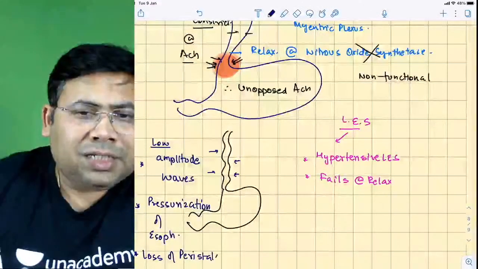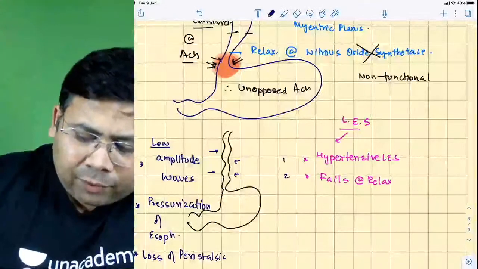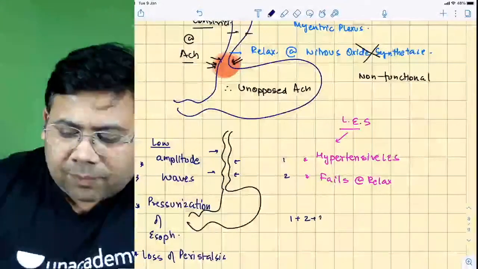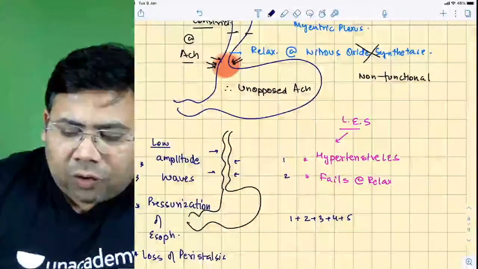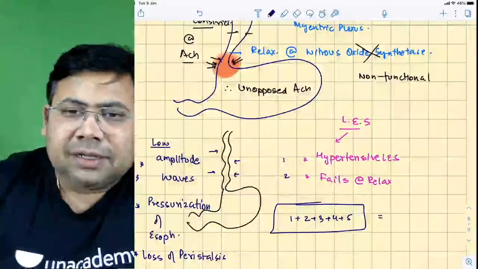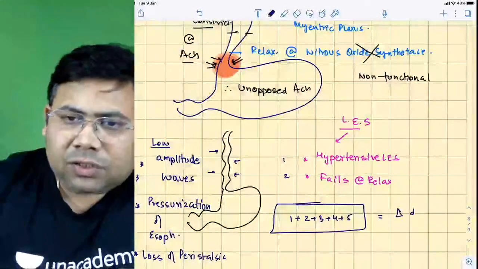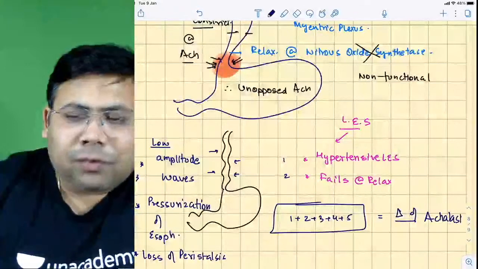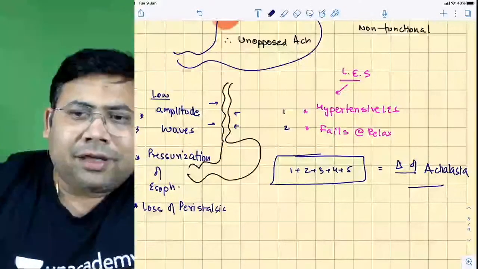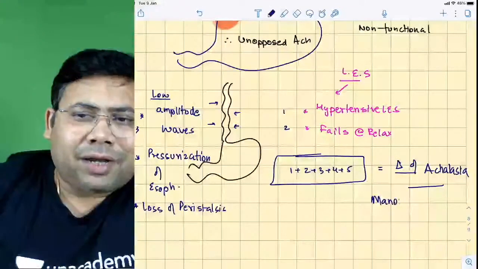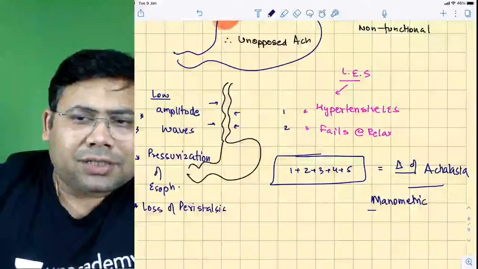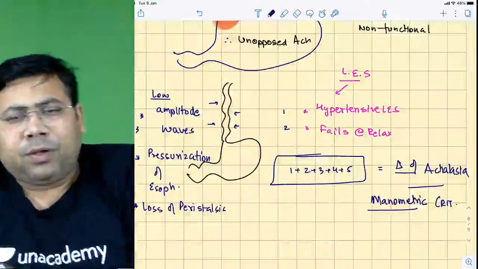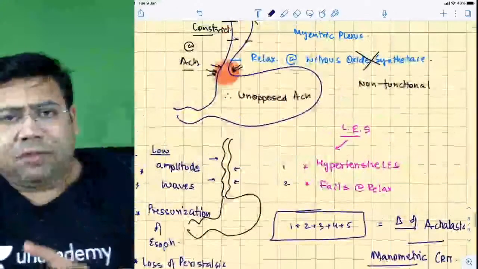Do you know these points? Yes, point 1, 2, 3, 4, 5, they are all the important parameters establishing the diagnosis of achalasia on manometry. So try to understand, whatever you have studied here, this is the manometric criteria for achalasia. Are these points clear to you people or no? This is very, very important.